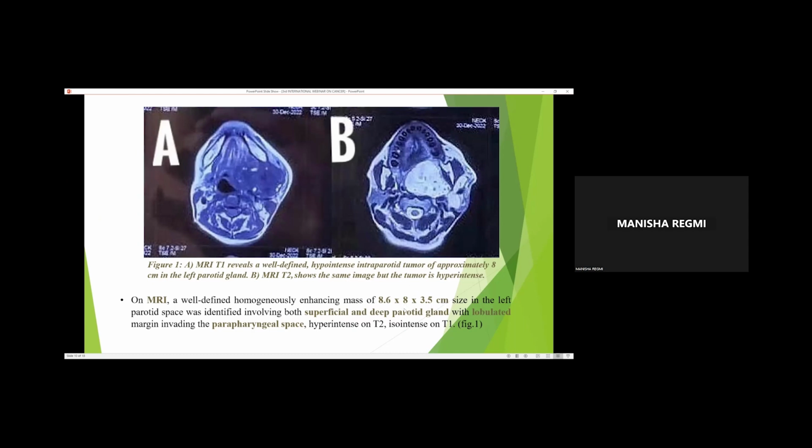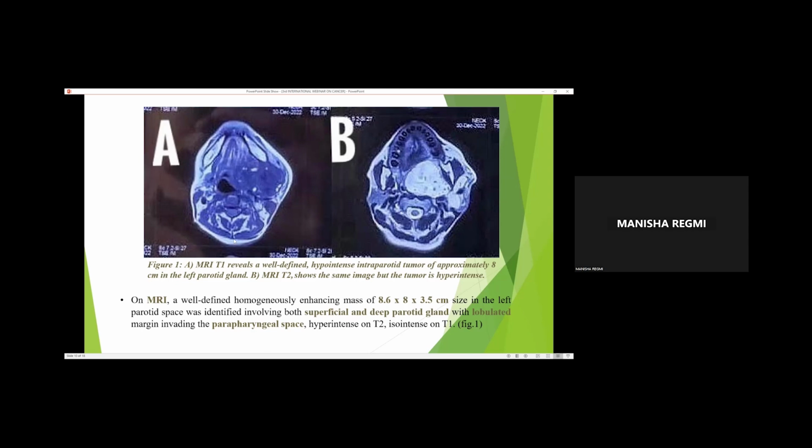It is a fairly large mass in the left parotid space, involving both the superficial and the deep parotid gland with lobulated margins, invading the parapharyngeal space. The parapharyngeal space is just adjacent to the parotid gland, so it was big enough to involve the space just adjacent to it.